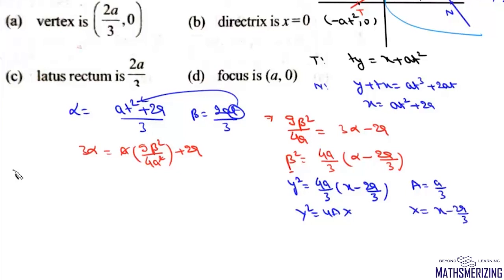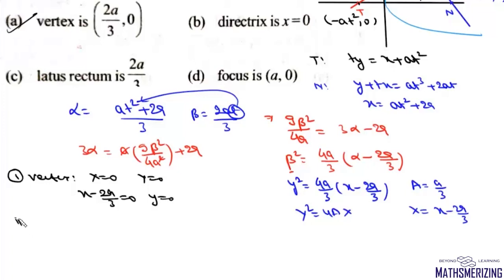Now the first thing is its vertex. Now the vertex is at capital X equals 0 and capital Y equals 0. Capital X is x minus 2a by 3 and capital Y is the same as small y. So it'll be at (2a by 3, 0). So that's your option number A.